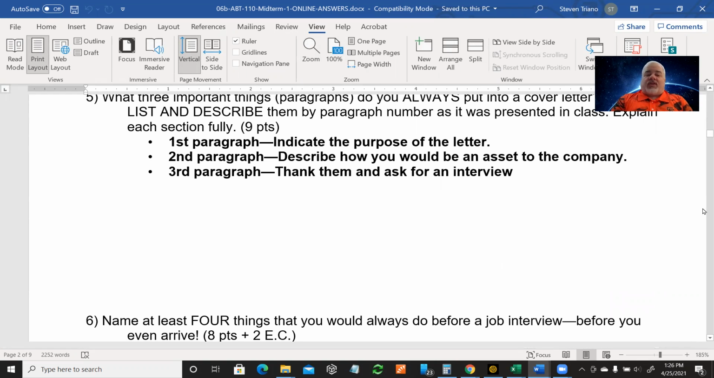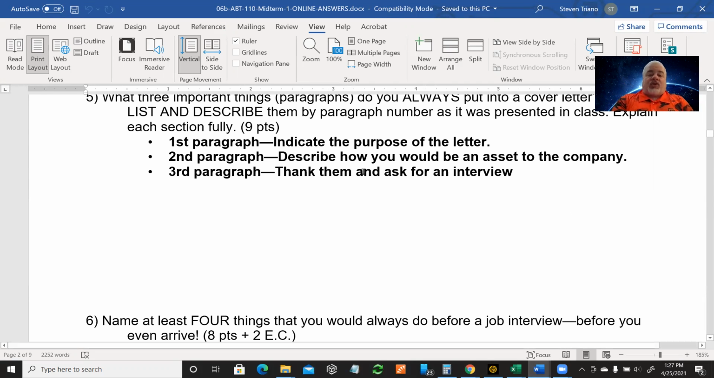Now, this is a little brief. This is not a complete answer. This is my notes from my own exam. But paragraph 1, the purpose of the letter. And what is the purpose of the letter? I am applying for the position of fill in the blank. What is the job you're applying for? That's paragraph 1. Do you introduce yourself? Sure. But it's not about your life history. The real key is, what job are you applying for? Right out of the gate, tell them the purpose of this letter.